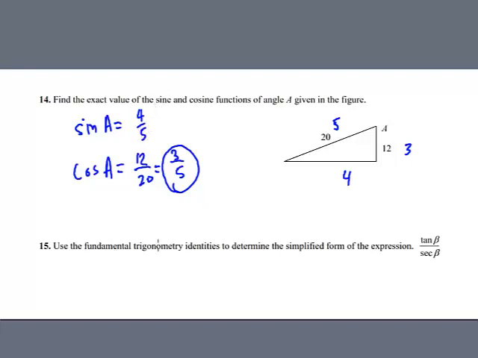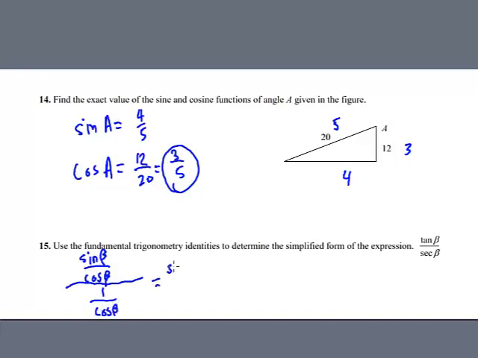Use the fundamental trigonometry identities to determine the simplified version of this expression. So I know that tangent is sine of beta over cosine of beta. Beta is just a variable like x or theta or whatever. Secant is 1 over the cosine of beta.